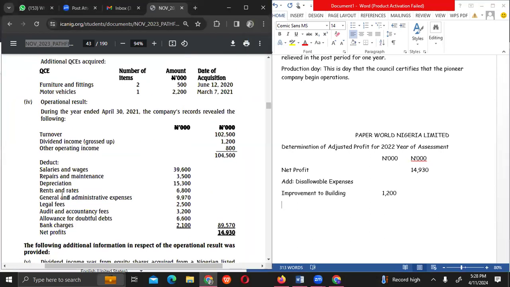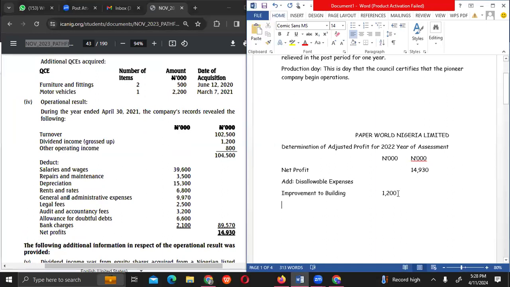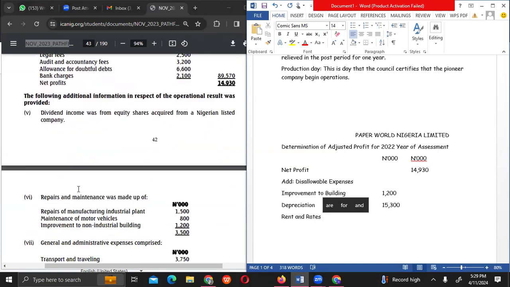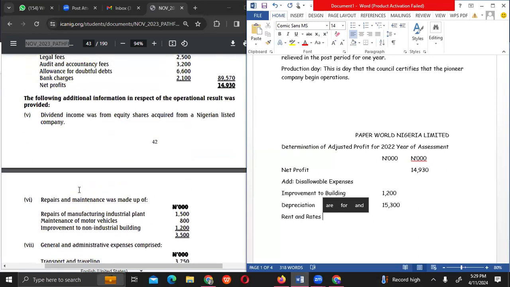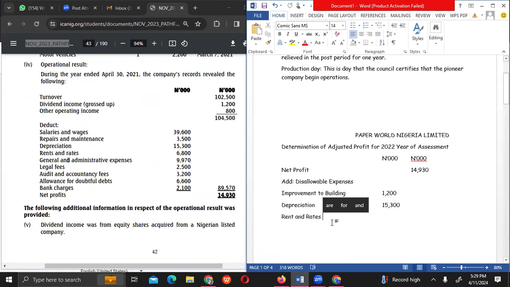Let's go back to our body. So we have depreciation, right? How much is depreciation? 15,300. Then we have rent and rate. Let's check if there is additional information to this rent and rate. Do we have any additional information? No, we do not have any. So rent and rate is allowable.